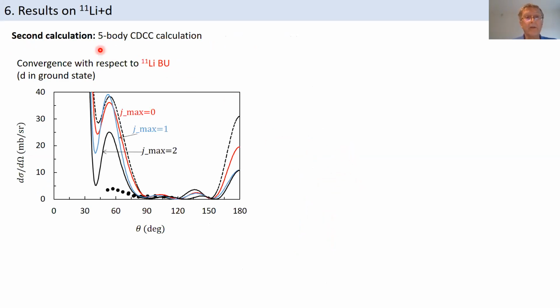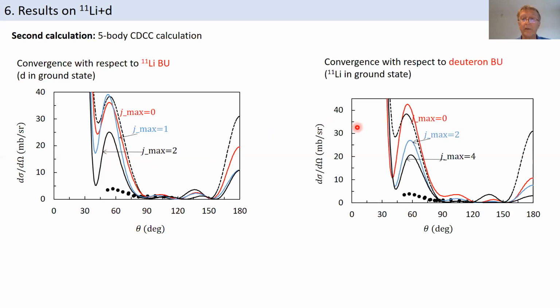And then I'm coming to the full 5-body calculation. So this is the convergence with respect to lithium 11. So here the deuteron is in the ground state. So the dashed line is only the ground state. And this is what you get when you increase angular momentum in lithium 11. So as I said before, I couldn't reach a full convergence. I was limited to J equal 2 for lithium 11. So this is the other approach. So lithium 11 is in the ground state, and this is the convergence with respect to the deuteron breakup.